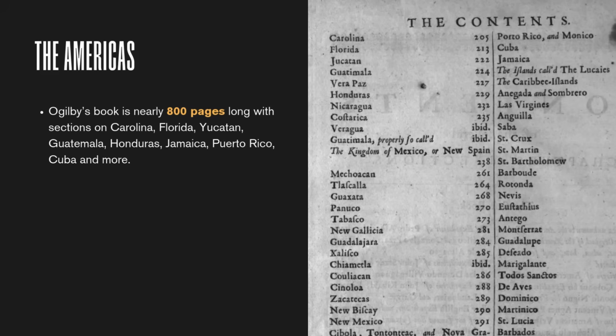Now, when we talk about the Americas, this is where I want to make some points. Again, this book is nearly 800 pages long, with sections on Carolina, Florida, the Yucatan, Guatemala, Honduras, Jamaica, Puerto Rico, Cuba, and more. So when you think of the volume of content in this book, you're talking about many different territories and areas that made up North America. Now, here's the thing, and we've said this often, but I'm saying this on the record for the Hidden Histories Collective and our video presentations: all these territories were already inhabited by many, many indigenous peoples, millions.